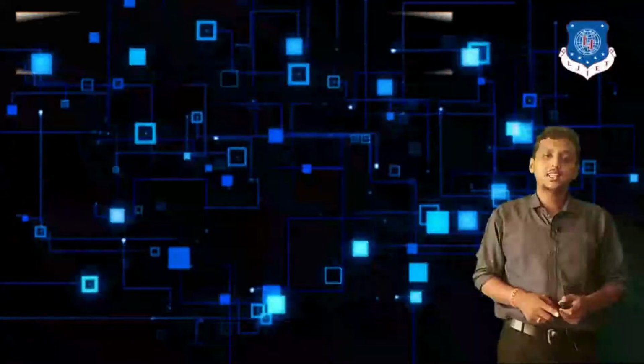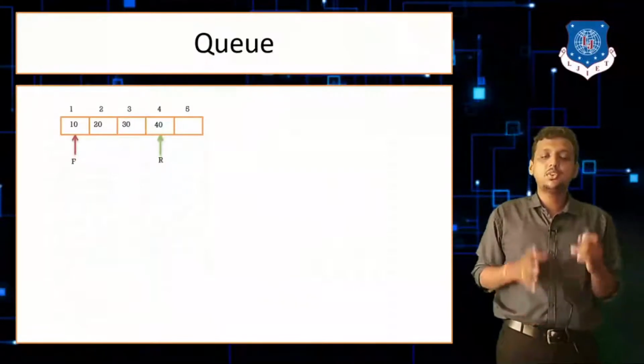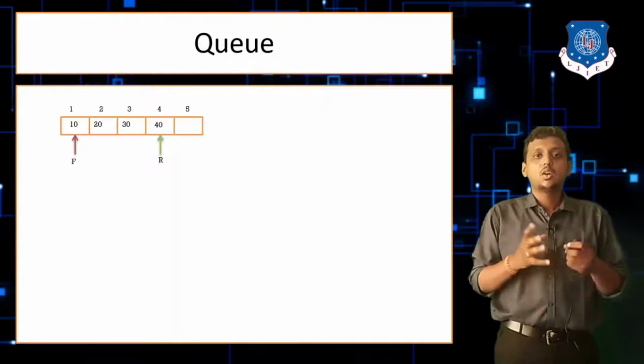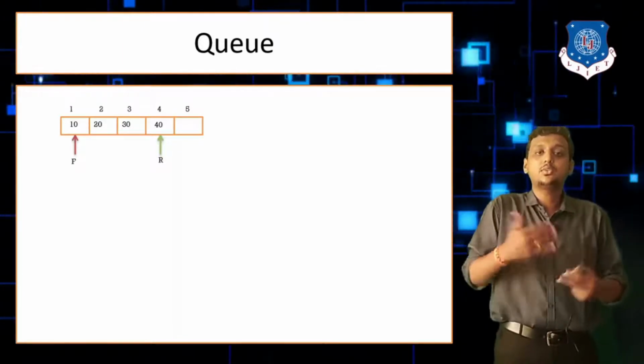Now, let me show you an example of how it works. So here, students, the first queue has 10, 20, 30, 40, the four elements. I have inserted the 40 over here.